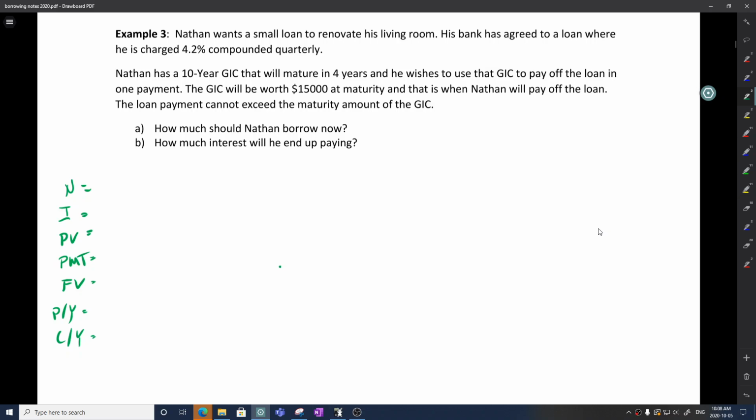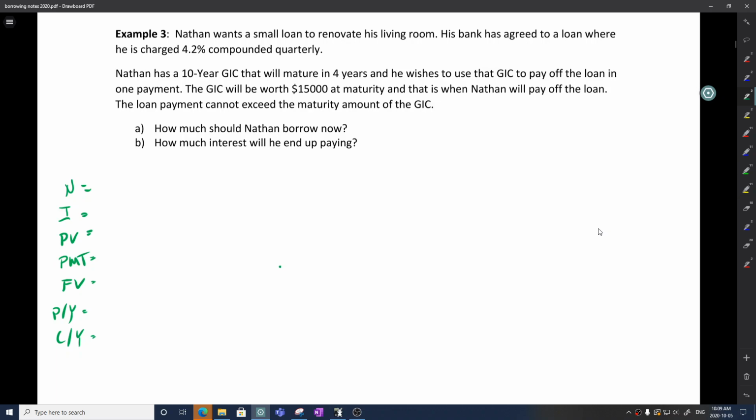So example number 3 is really an interesting example. Nathan wants a small loan to renovate his living room. His bank has agreed to loan him the money, and he's charged 4.2% compounded quarterly. On another note, Nathan has a 10-year GIC that will mature in 4 years. He wishes to use this GIC to pay off the loan in one payment.